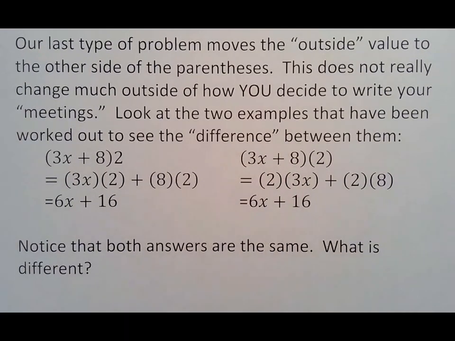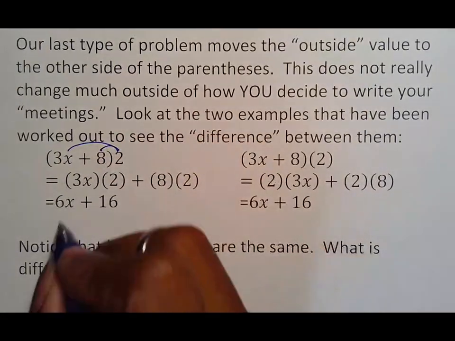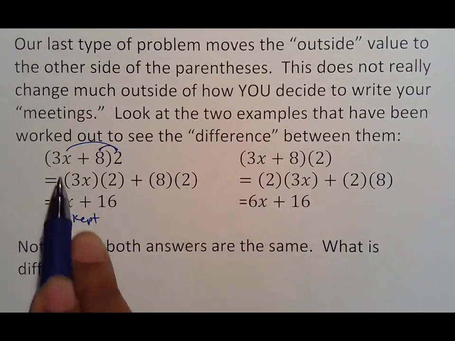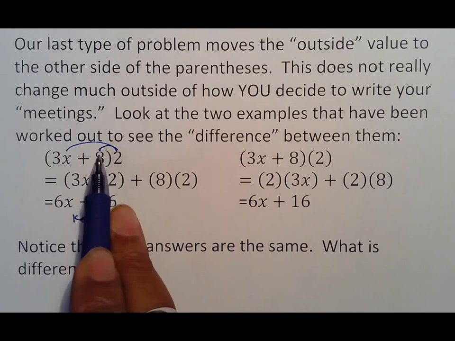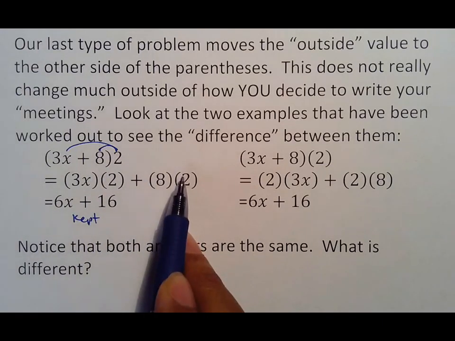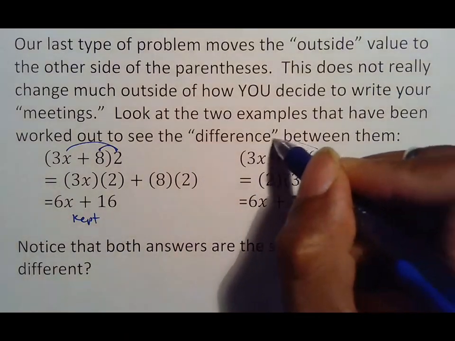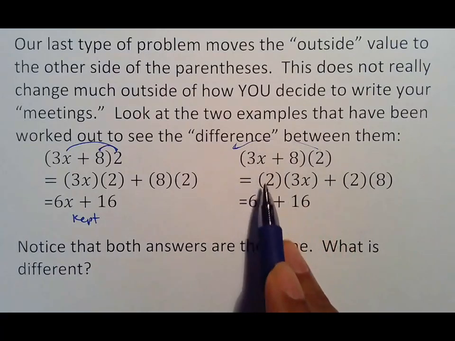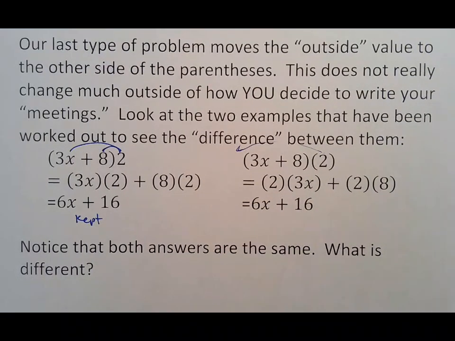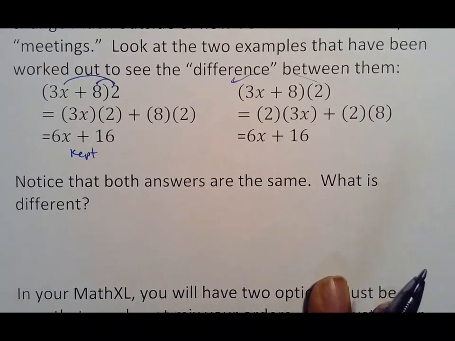So when you're looking at this, what is different? And what you should notice is that in this one, they kept the order. So in other words, the front number is first, the outside number which moved to the back is second. Whereas on this one, they treat it like the number was actually over here because it doesn't really matter where you put it, and they put 2 times 3x and 2 times 8. And so both of those are the same answer. It's just different in terms of how you did it.